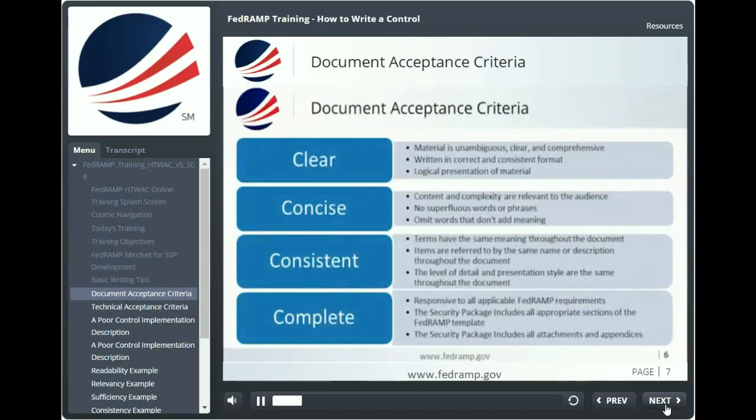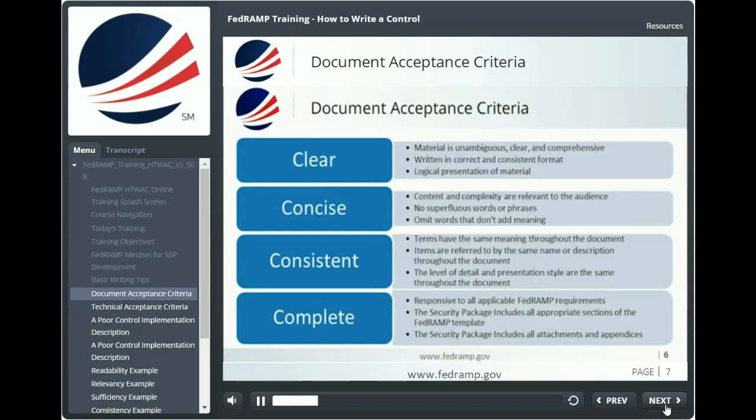Concise writing, let's talk about that for a second. Content and complexity are relevant to your audience. So you want to make sure you have the right content and that it's digestible, that it's not too complex, that they're able to understand what it is that they're reading. To do that, you could almost take the perspective of leaving out superfluous words and phrases. Don't put in cliches, don't put in BFF or anything like that.